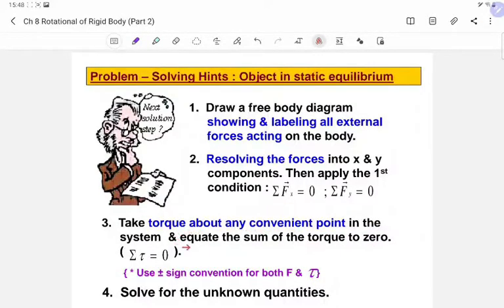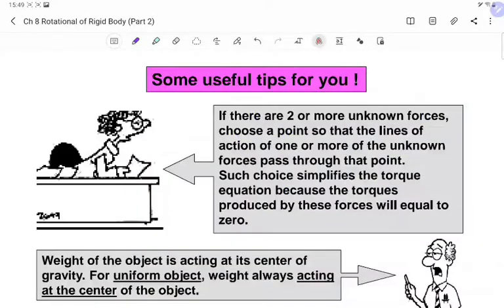Okay, the reason why we equate the sum to 0 is because there is no rotation for the rigid body. So the rigid body is in static equilibrium, which means that it is not moving on the X or Y axis and also not rotating. So from the equations that we can get from Fx, Fy, and also torque, we can solve the unknown quantities.